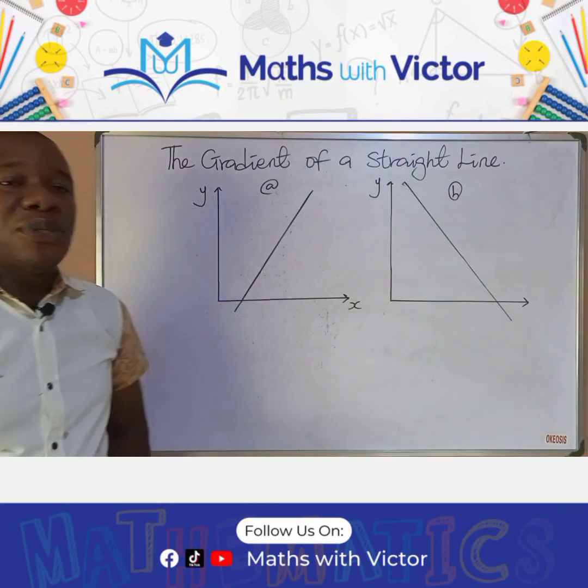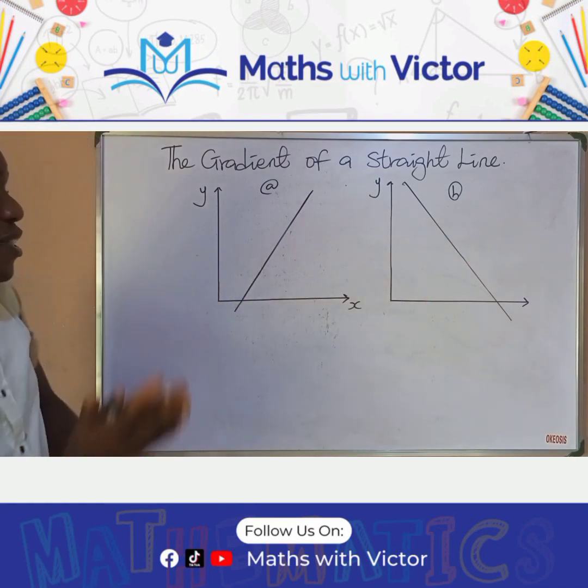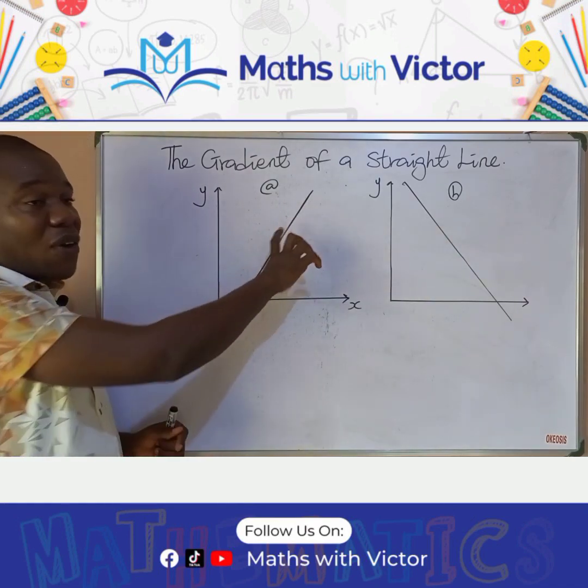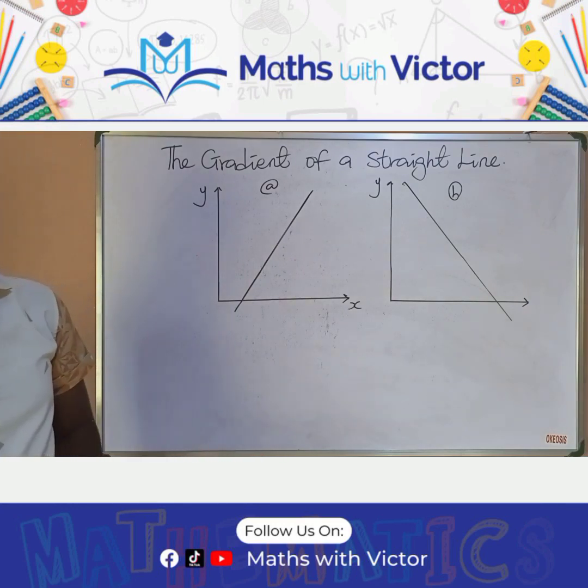The second point I want you to note is that every straight line has a constant gradient. So it doesn't matter which points or coordinates we use to calculate the gradient. The value must be the same.